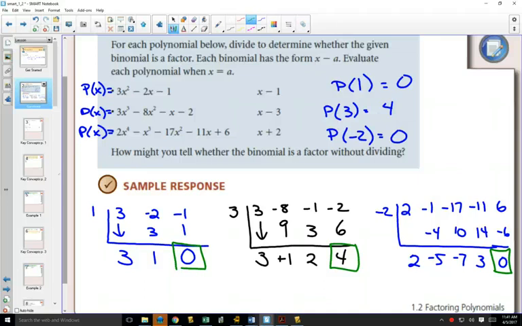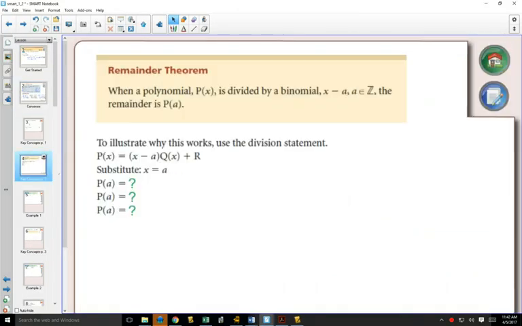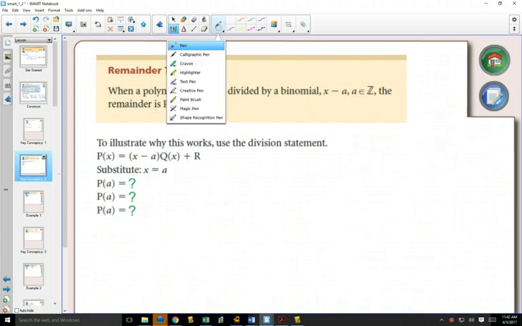The other thing I got you to do, well, I put up before, was what happens when you plugged in 1, what happens when you plugged in 3, what happens when you plugged in -2, and we got 0, 4, 0. Do you notice a pattern? And the question is, does that always happen? So the pattern is that it seems to have matched with the remainder. The question, does that always happen? The answer is yes. And it's something on the next page. It's called the Remainder Theorem. You can highlight it right here.